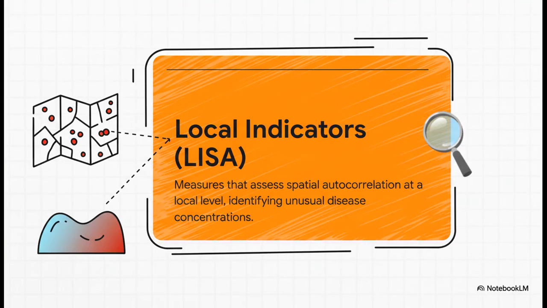And the main toolkit for this is something called LISA, which stands for Local Indicators of Spatial Association. LISA is basically a family of statistics designed to do exactly this job: to go through your map, one little area at a time, and raise a flag on any spot that has an unusually high or even unusually low concentration of disease. These flagged spots, these are our targets for intervention.